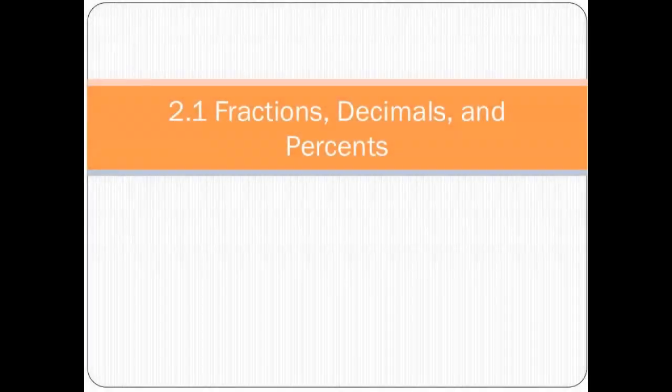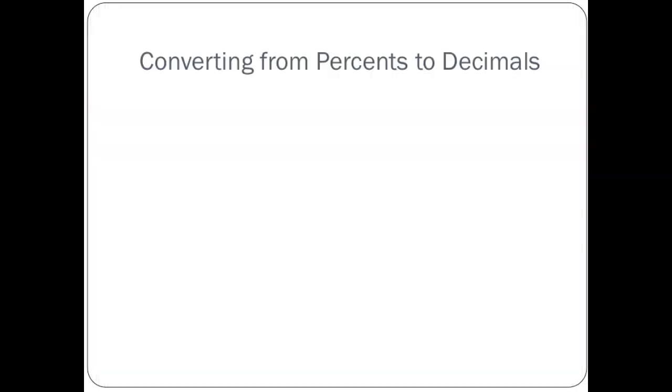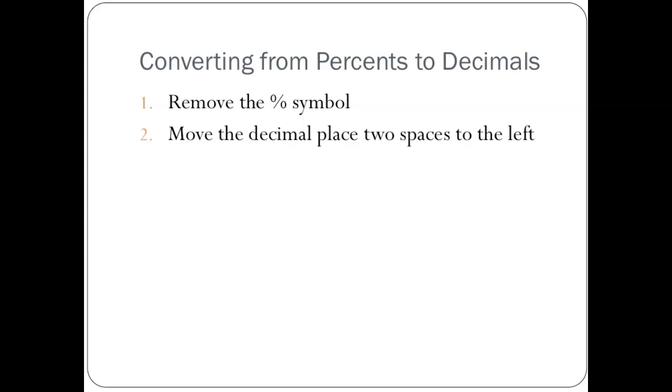For today's lesson, we're going to be talking about fractions, decimals, and percents, and how we can switch back and forth from each of these. So first, let's talk about how we can convert from percents into decimals. To convert from percents into decimals, you will first remove the percent symbol, and then move the decimal place 2 spaces to the left.